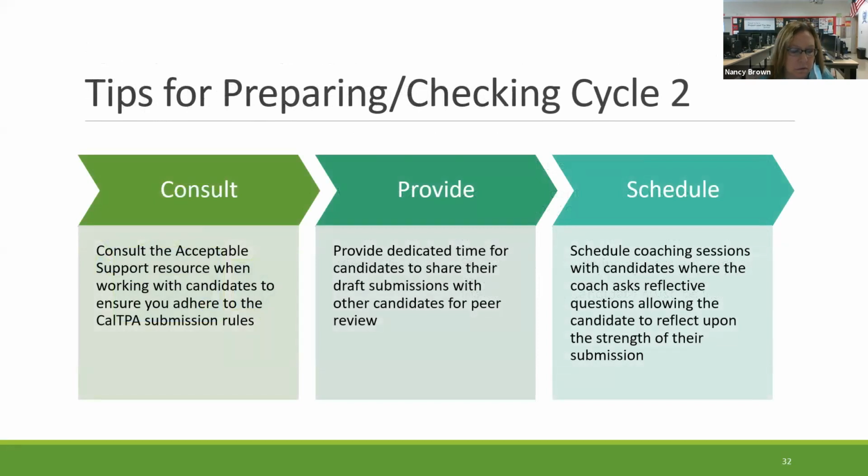Again, we spoke about this for cycle 1, but really think about the acceptable support resources that are online on the CTC website, and also in the program guide. Really work with candidates, providing feedback, having them look at one another's submissions, doing peer scoring and feedback sessions with them. Giving them direct feedback on their submission is perfectly acceptable. The only thing is that they have to write their own CalTPA.